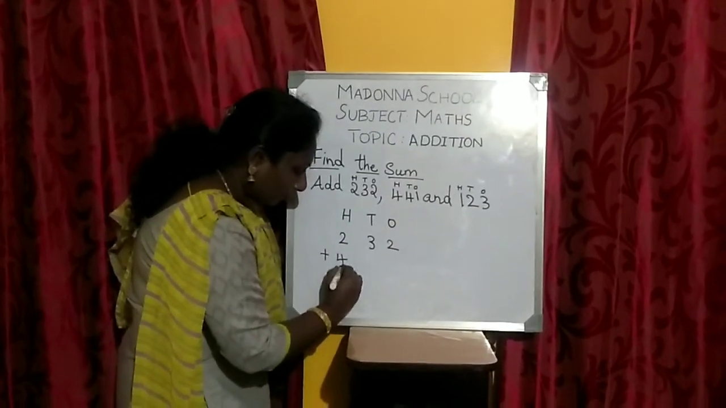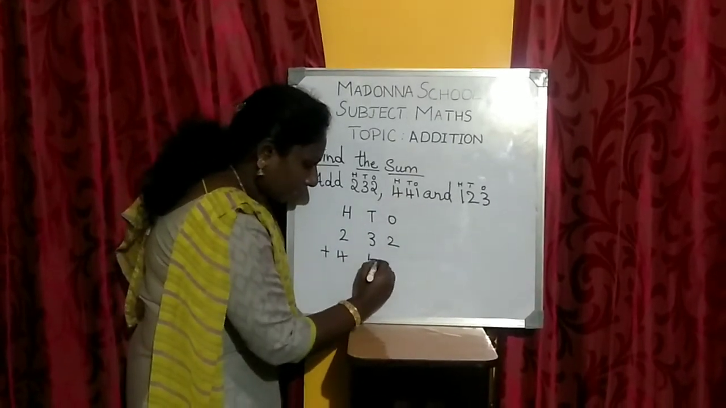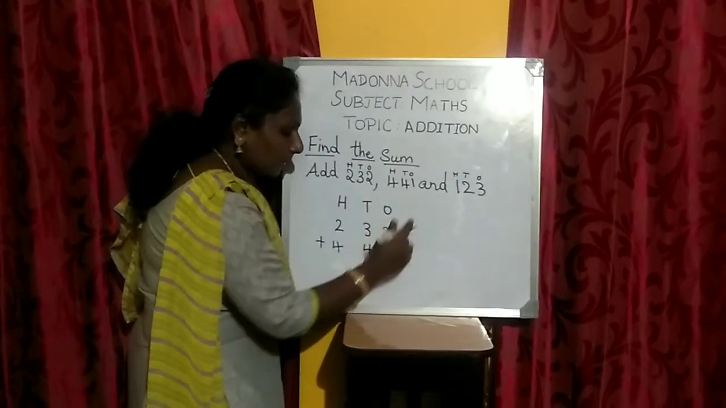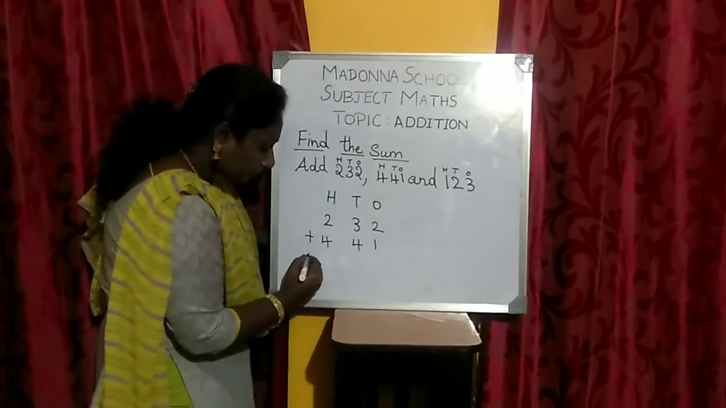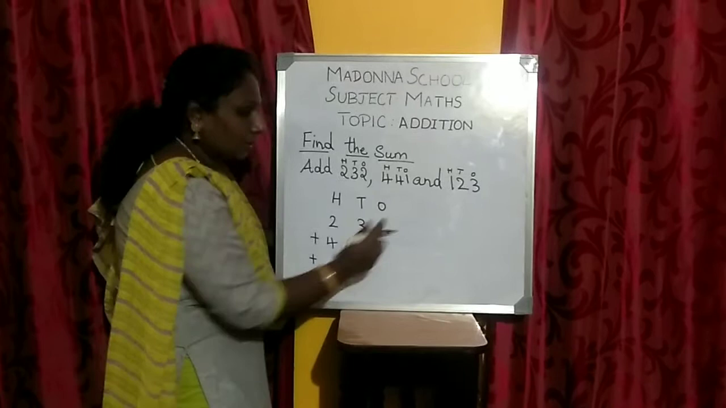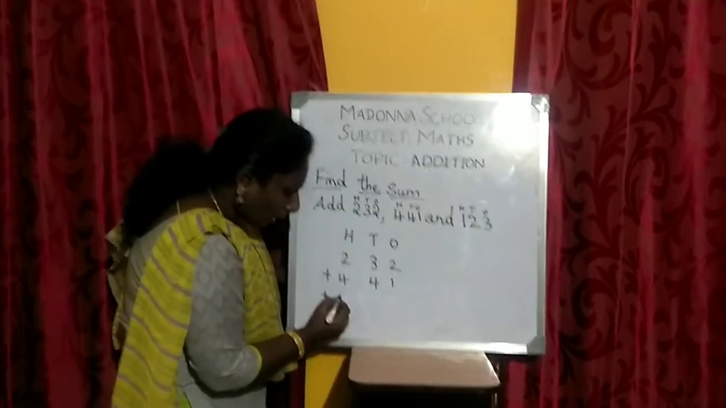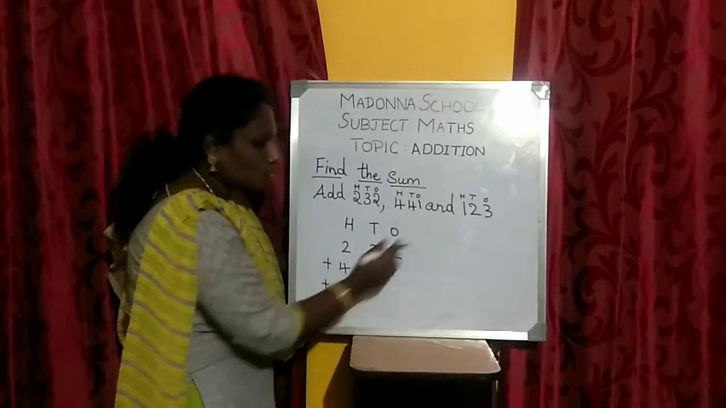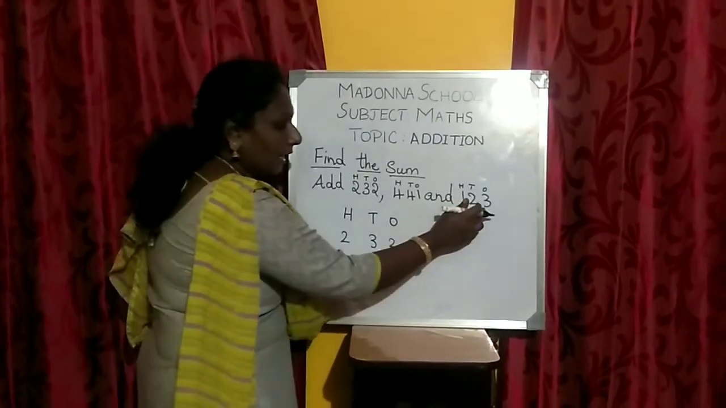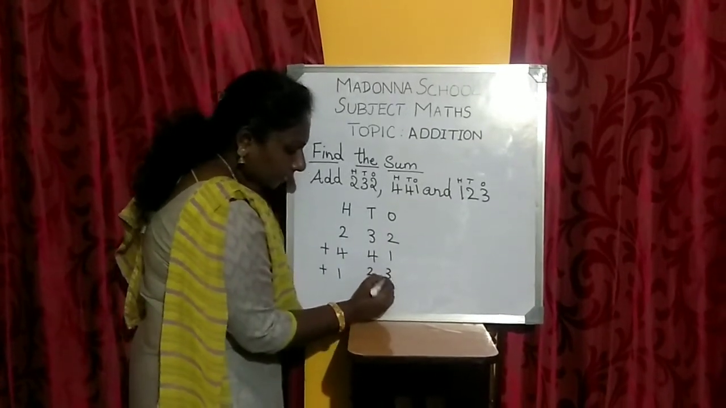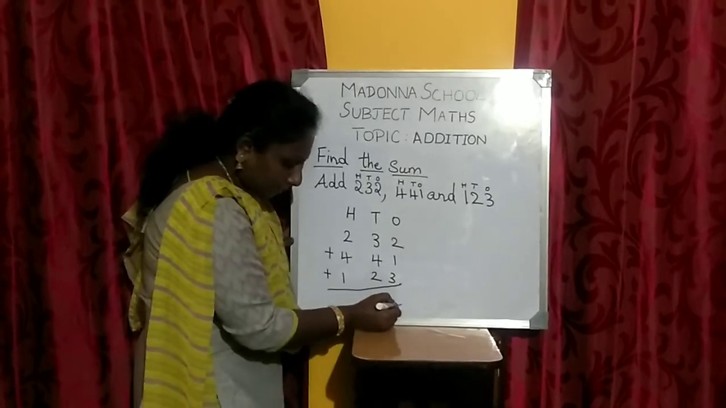So write here 4 in 100's place. Next, in 10's place, what is the number? 4. Once again 4. And in 1's place, what is the number? 1. Okay. So next number, write the sign and write what is the number in 100's place? It is 1. So write in 100's place 1, and in 10's place it is 2, and in 1's place it is 3. Okay. So now we can add the numbers.